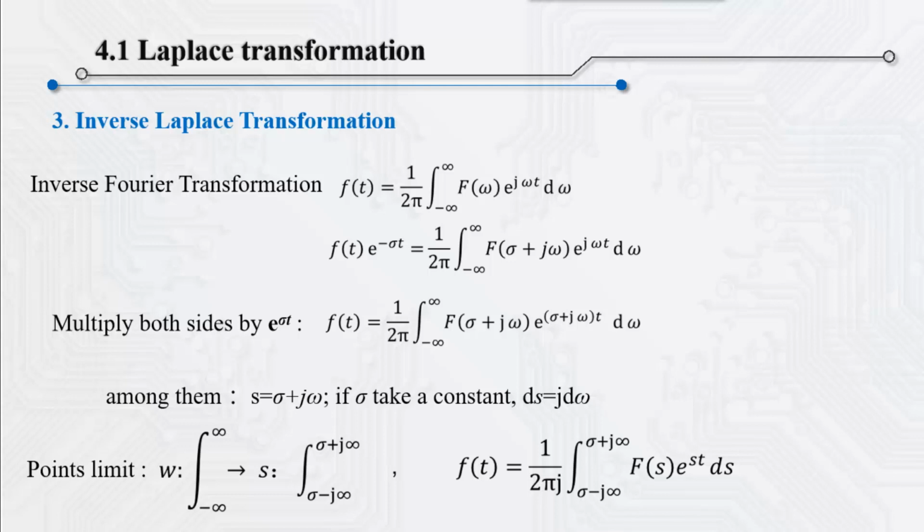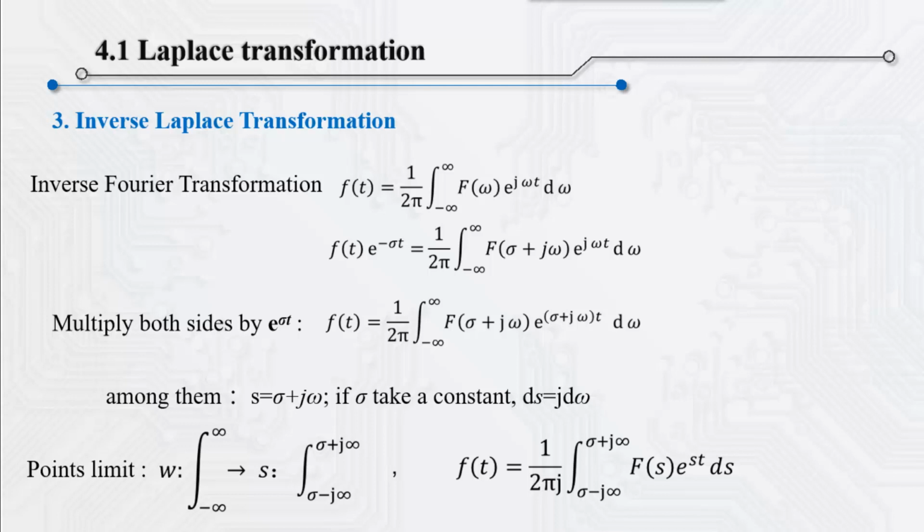Let's multiply both sides by e to the power of delta t, so there is f(t) equal to 1 over 2π times the integral from negative infinity to positive infinity of F(delta plus jω) e to the power of (delta plus jω)t dω. As shown in the above formula, we know s equals delta plus jω. Delta is a constant, so differentiating both sides, there is ds equal to j times dω, as shown in the formula.